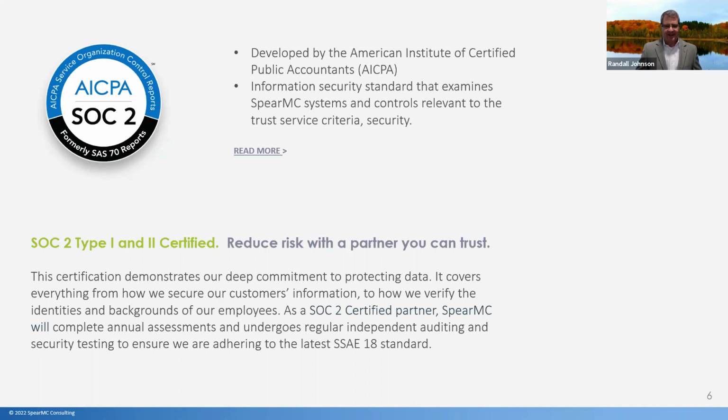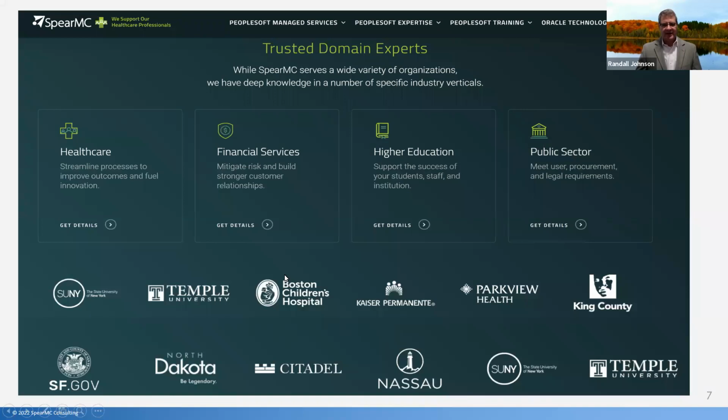It essentially validates SpearMC's internal controls from a data protection and security perspective, and is relied upon by many of our customers to be able to engage with us in helping you move onto the cloud or hosting or managed services. Any of the experiences that you can get from SpearMC are enhanced through this SOC 2 Type 2 certificate.